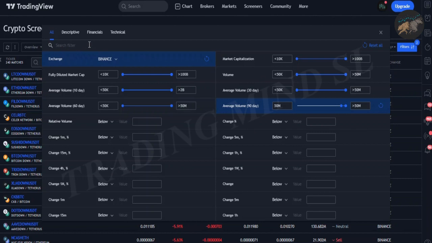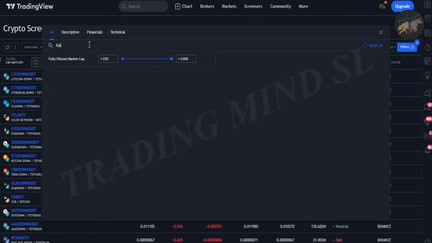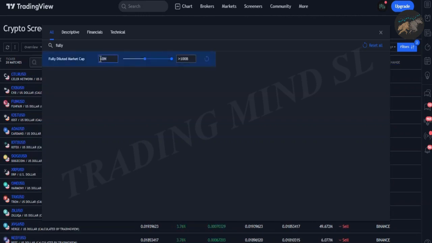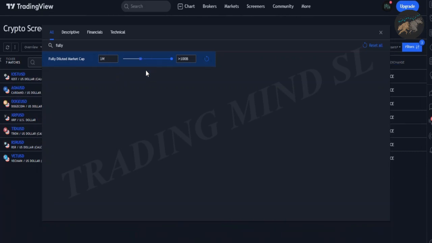Now let's look for a third filter, which is fully diluted market cap. Just type fully in the search box, and it will appear directly. But why this filter? Because we want to make sure that the project is actually a big project, that it has some support, and there's enough buyers to command a market cap, or enough people interested or trading it, to command a market cap. Okay, let's apply it over at 10 million.